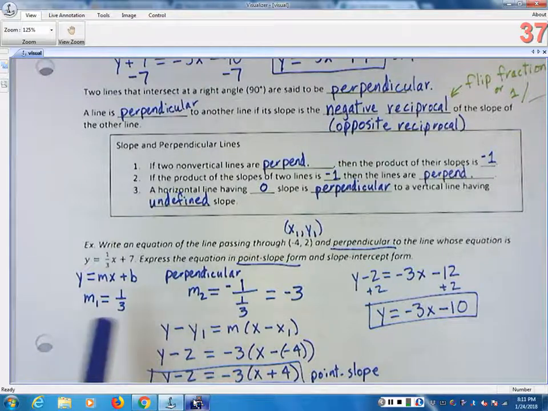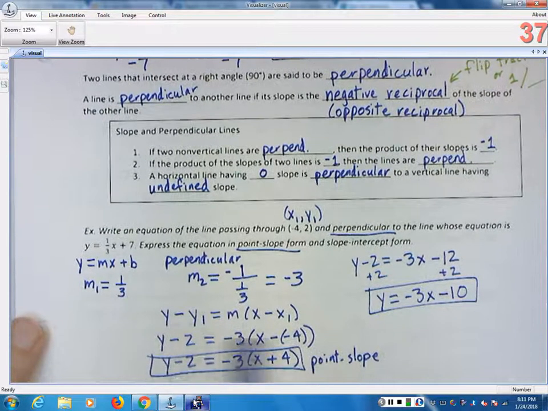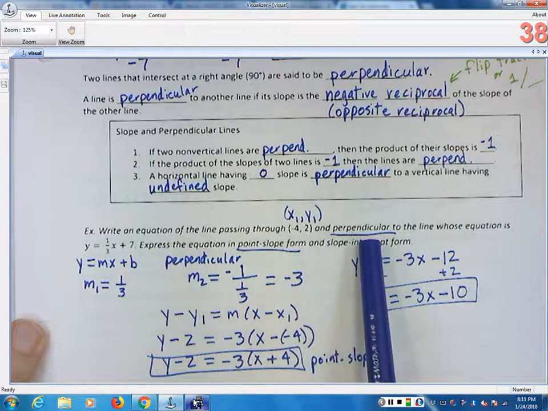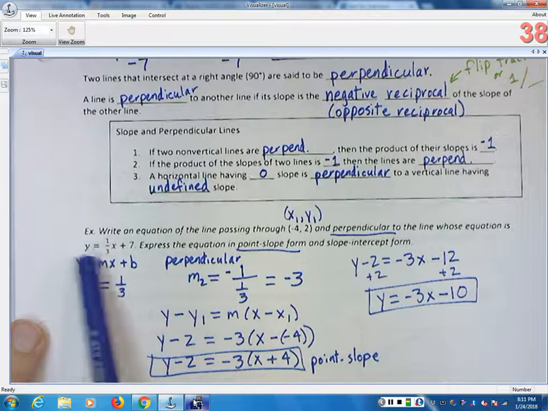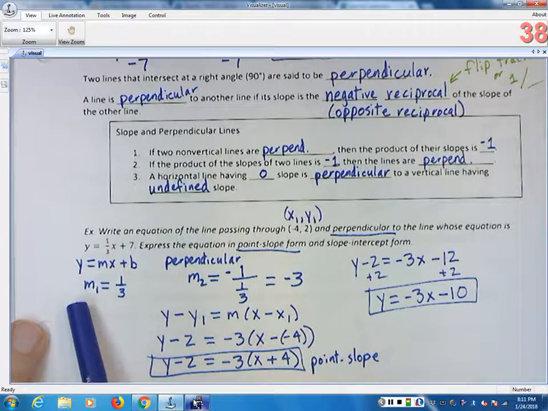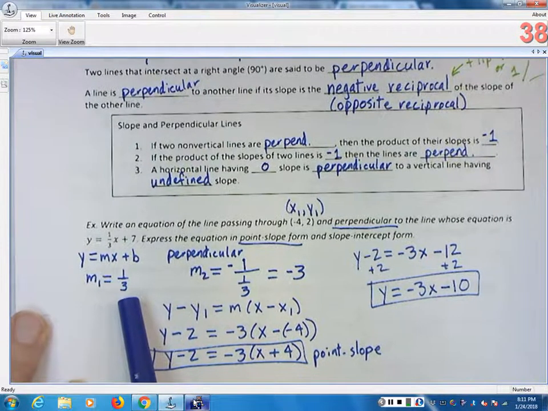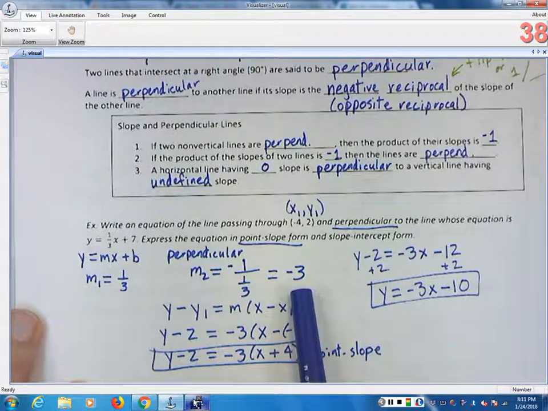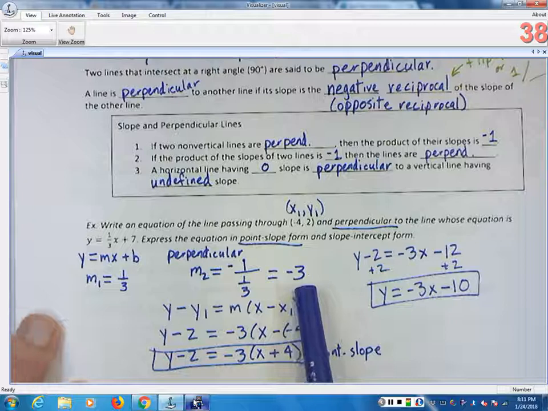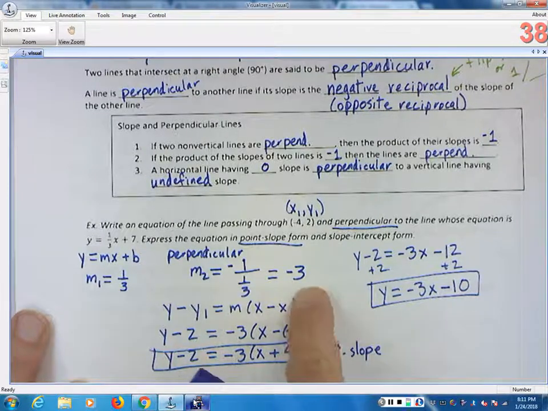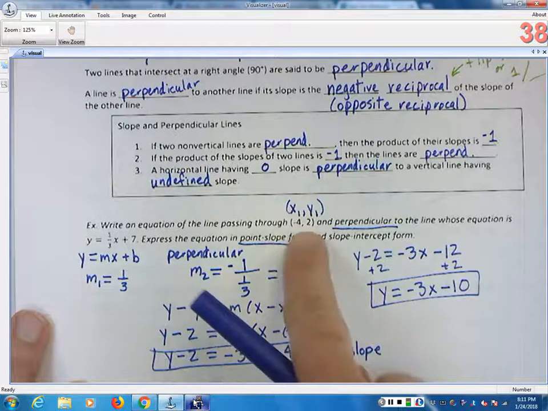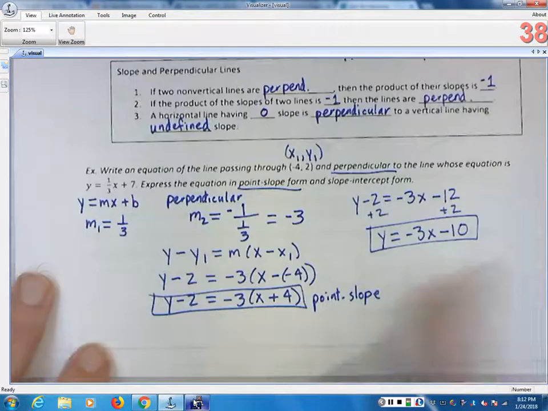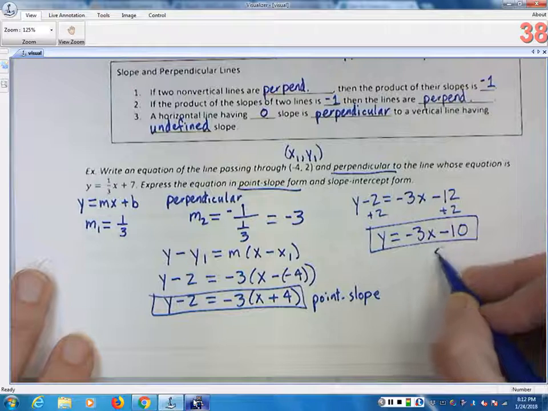So if we want to find the equation of a line passing through a point and perpendicular to this line, which is in y equals mx plus b, m1 is a third. So you flip it and get 3 and take the opposite sign, and you get -3. The new slope, because it's perpendicular, is -3. And you just use this point and do the stuff we've been doing, solving for y. This is slope intercept.